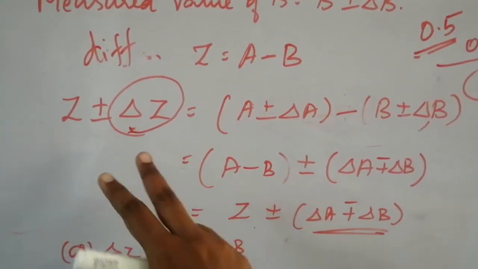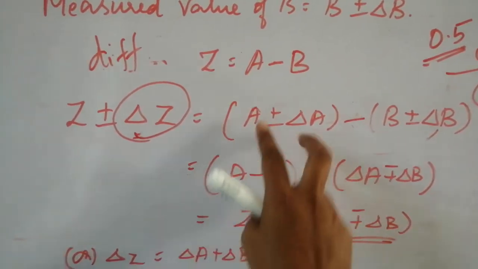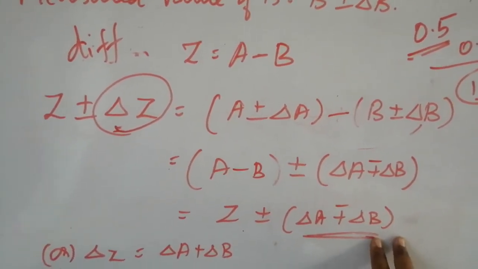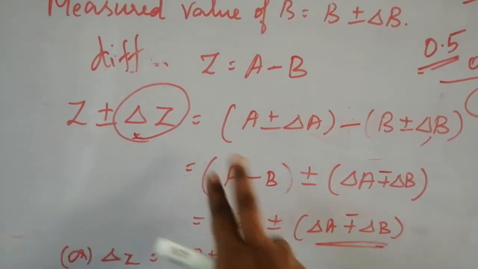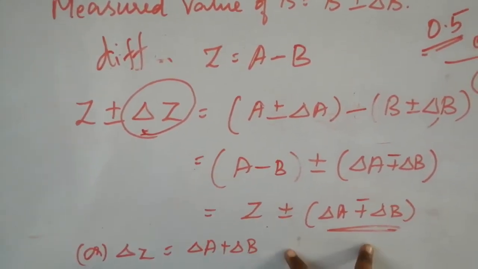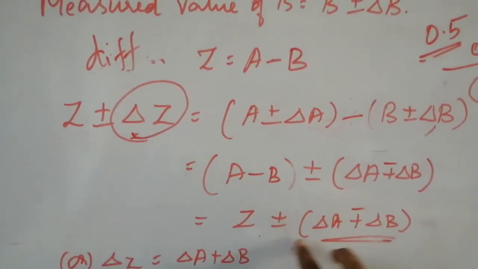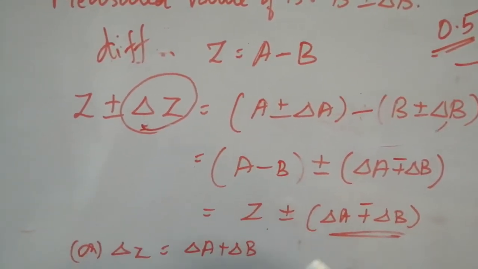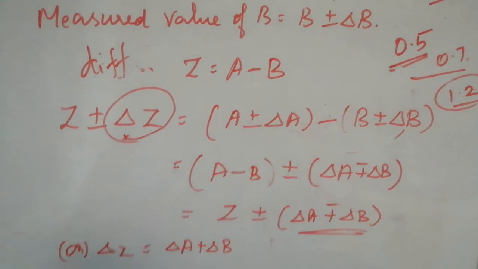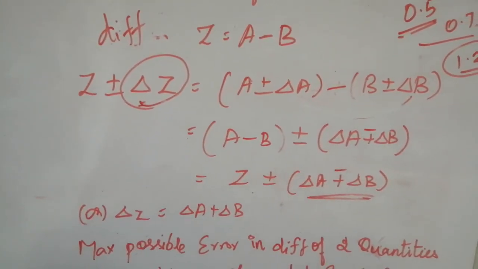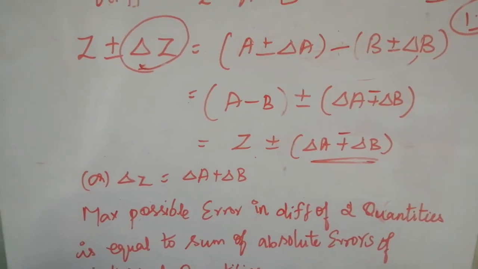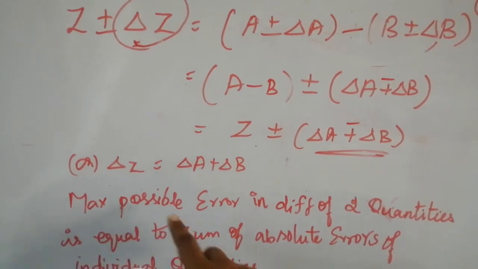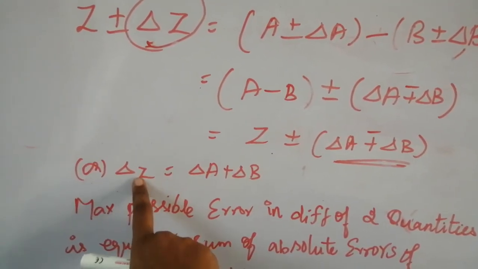Okay, so now look at this part: A minus B is the original difference value. So it is Z plus or minus del A plus or minus del B. So what is this del A plus or minus del B? It is nothing but del Z. When you compare these two, the left hand side and the right hand side, you can see the Z plus or minus del Z part is equivalent to this part. As I said, it can be simply only the summation. So here it is considered that del Z is equal to del A plus del B. That is the maximum possible error in the difference.